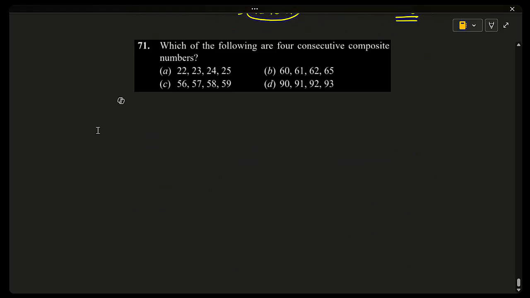Seventy-first question: which of the following are four consecutive composite numbers? We want consecutive numbers and they should all be composite. 22 is composite, but 23 is not composite. Option A is wrong. 60 is composite, 61 is prime, so it is not composite. 56, 57, 58 are composite, but 59 is prime. So 90, 91, 92, 93 are all composite numbers and they are consecutive. That is option D, which is correct.